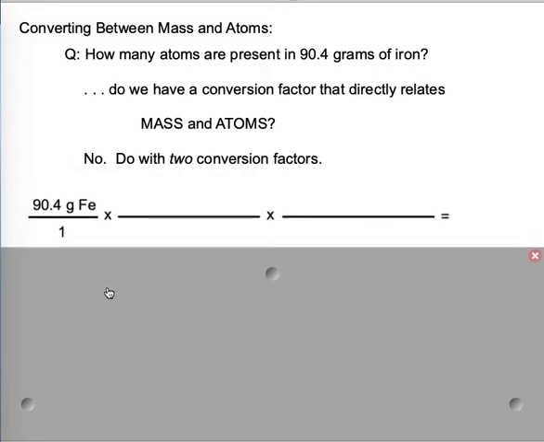I'll begin by writing down the mass that I'm given, 90.4 grams of iron. I cannot convert that directly to atoms. The first thing that I can convert it to is moles. So I will put moles of iron in the numerator, grams of iron in the denominator. The number that goes with grams of iron is the molar mass from the periodic table, 55.85. The number that goes with moles is 1. If I were to stop here, grams of iron would cancel grams of iron, and I would have moles of iron. But I want to go one step further to calculate the number of atoms of iron.